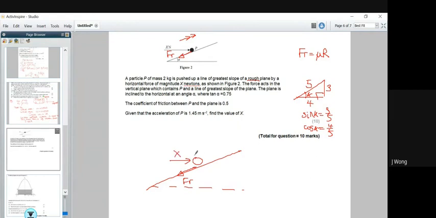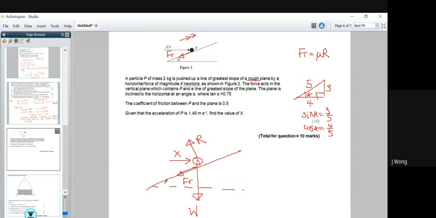So the second sentence is not really helpful. And then the last sentence: the plane is inclined at an angle alpha, which they tell us has this relationship, tan alpha is 3/4. That means if we just have a right angle triangle for alpha, we have 3 and we have 4, and the hypotenuse is 5. That means sine alpha is 3/5, cos alpha is 4/5.